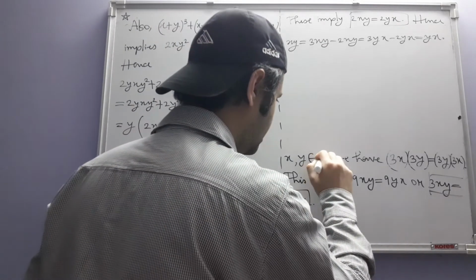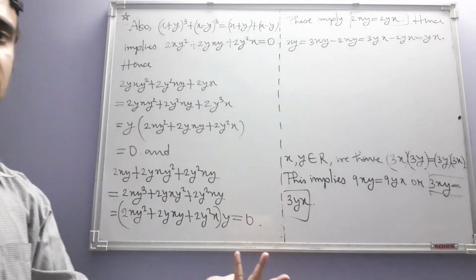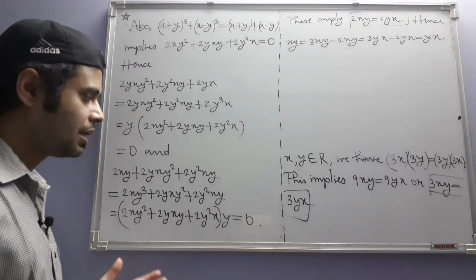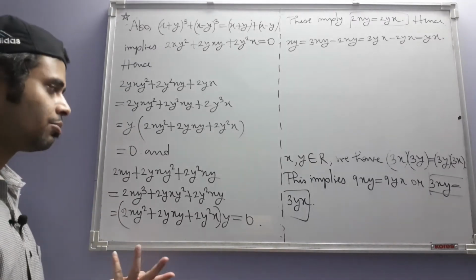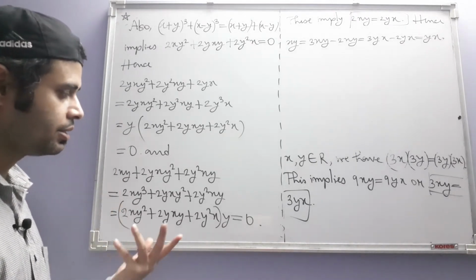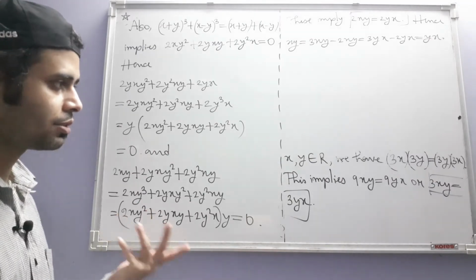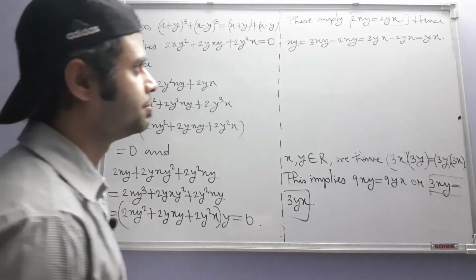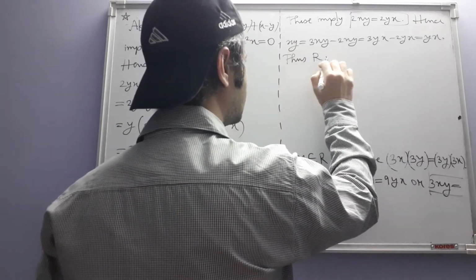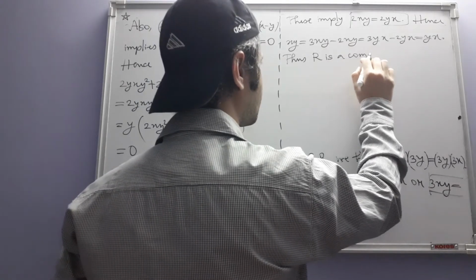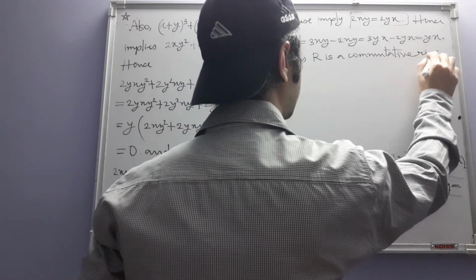So you can see that it seems almost impossible to come up with the solution, but it takes time. And whoever solved this, they had enough time to go through all these things. They failed no one knows how many times, and they ultimately came up with this solution. This is not my solution. I got it from somewhere else, somewhere on the web. Thus, R is a commutative ring.